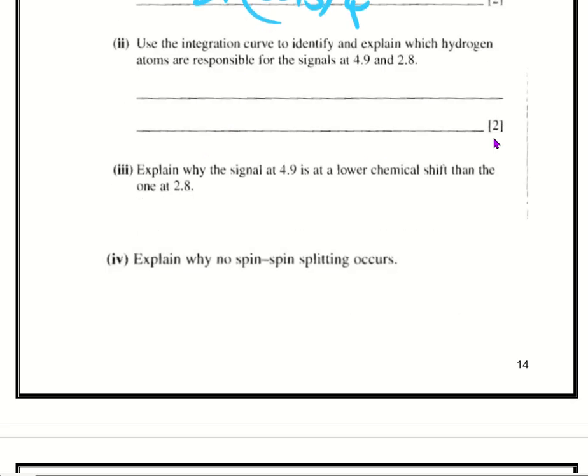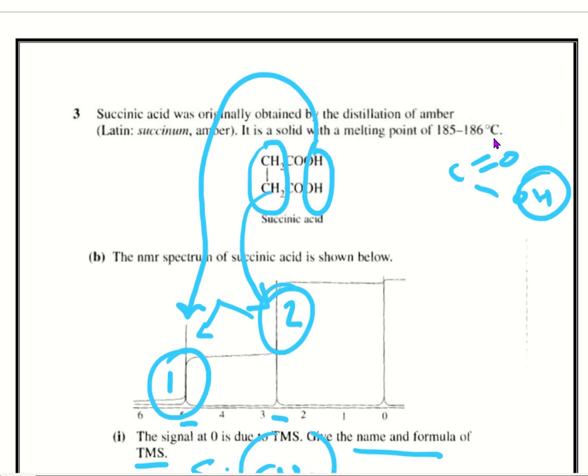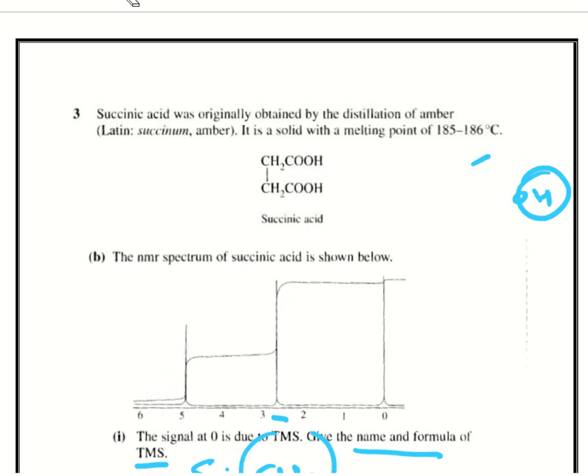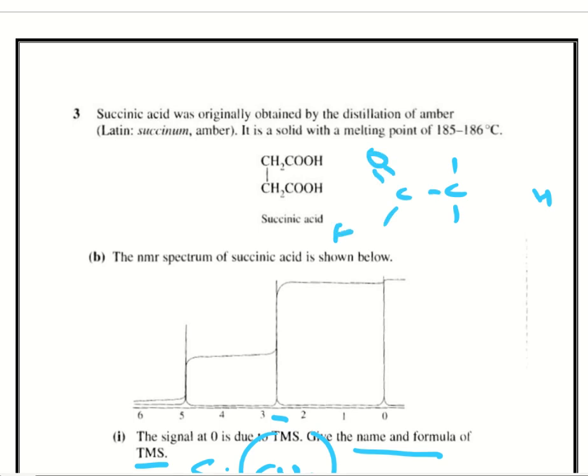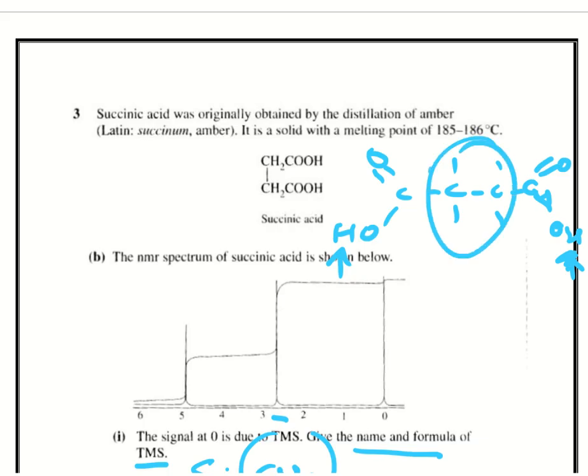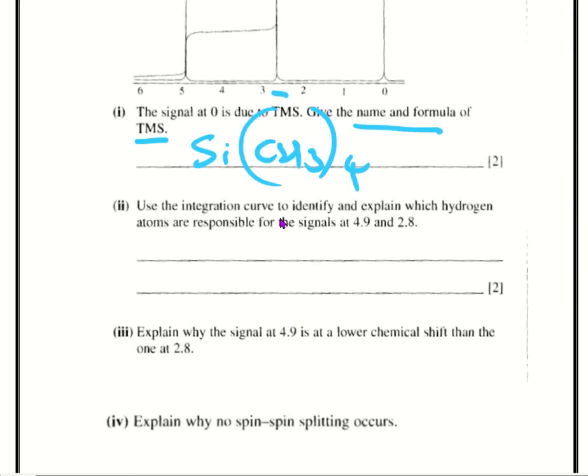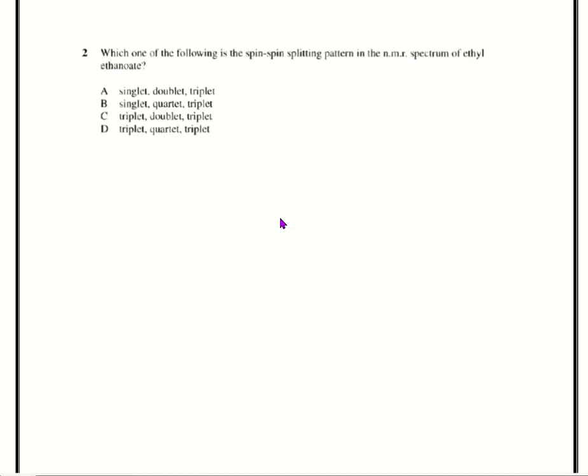Explain why no spin-spin splitting occurs. Well, all the adjacent carbons have no hydrogens on them. I mean, if I just draw it out to show you, hopefully you can see it anyway. We have a CH2 with a COOH, and we have the same over here with the COOH. So OHs never split, they're always singlets. And this environment here is adjacent to that carbon or that carbon, and they have no hydrogens on them. So everything's only going to split to a singlet.